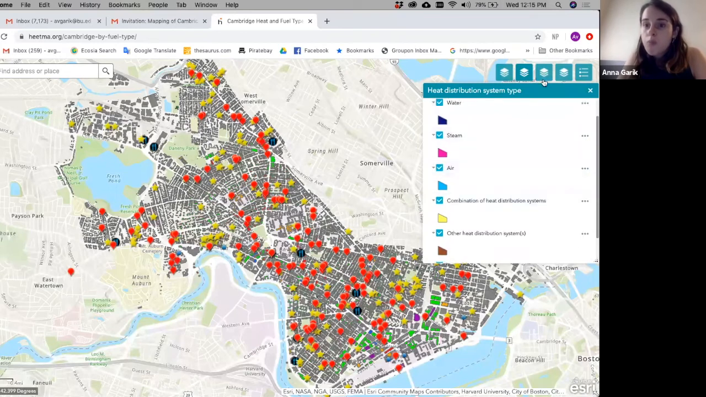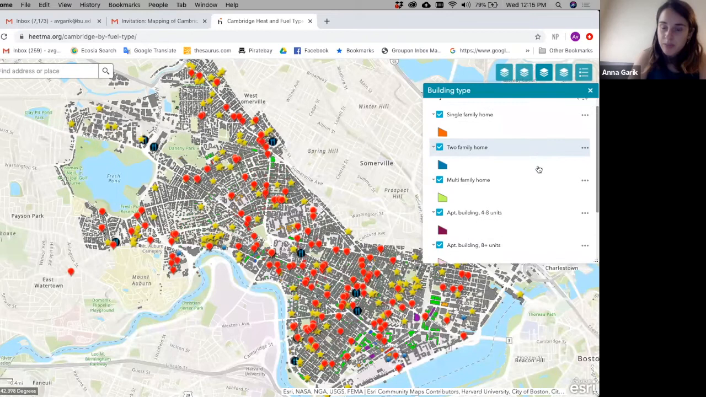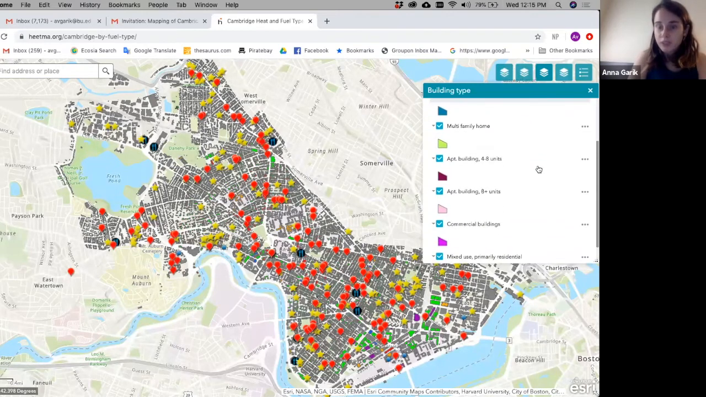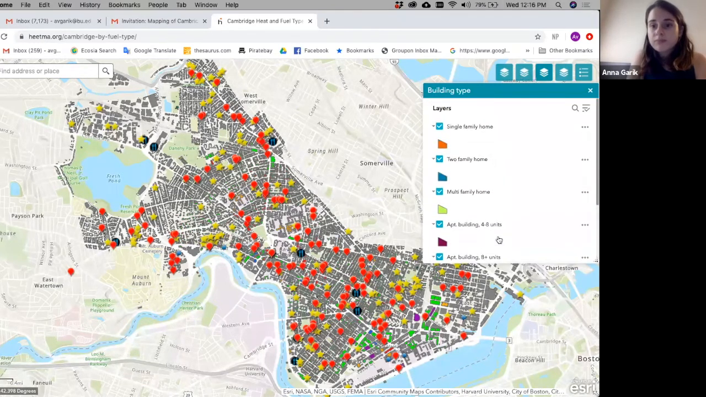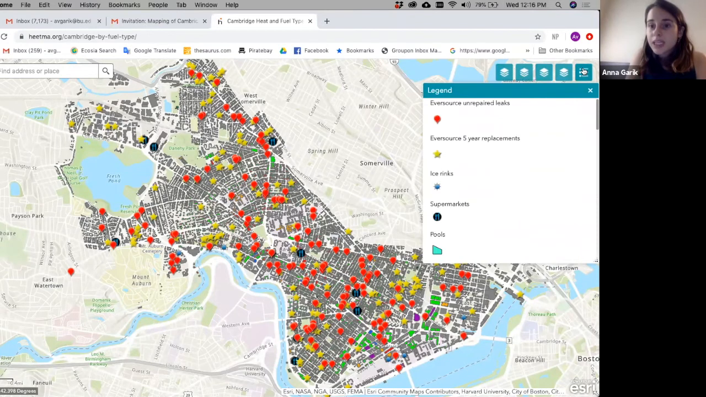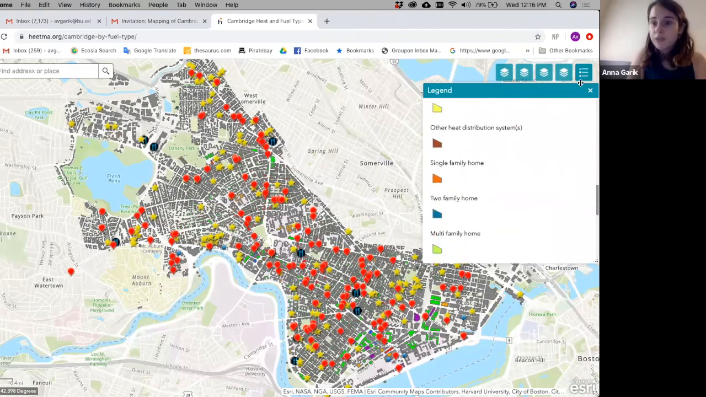And the third one is building type. So we have single family home, 2-family home, multifamily home, and then apartments. And then down here we have mixed use. And then the last one is the legend. So right now it has everything, but whatever you have checked, you can then come over here and look at, just so you know what you're looking at.